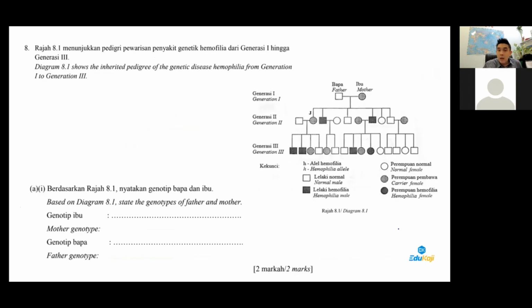Guys, the last structure question that we're looking at here is to do with Form 5 Chapter 11. Mother's genotype. Now, mother's genotype, mother, hemophilia. Guys, always remember, hemophilia is a sex-linked disease. Sex-linked means it relates to the sex chromosome.